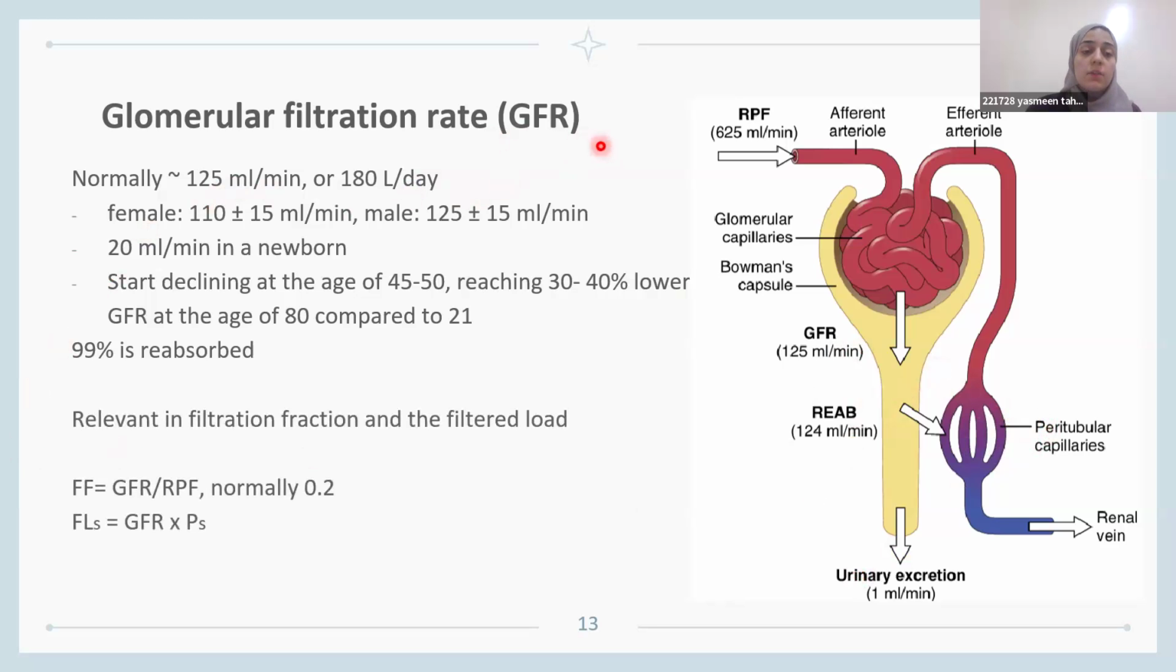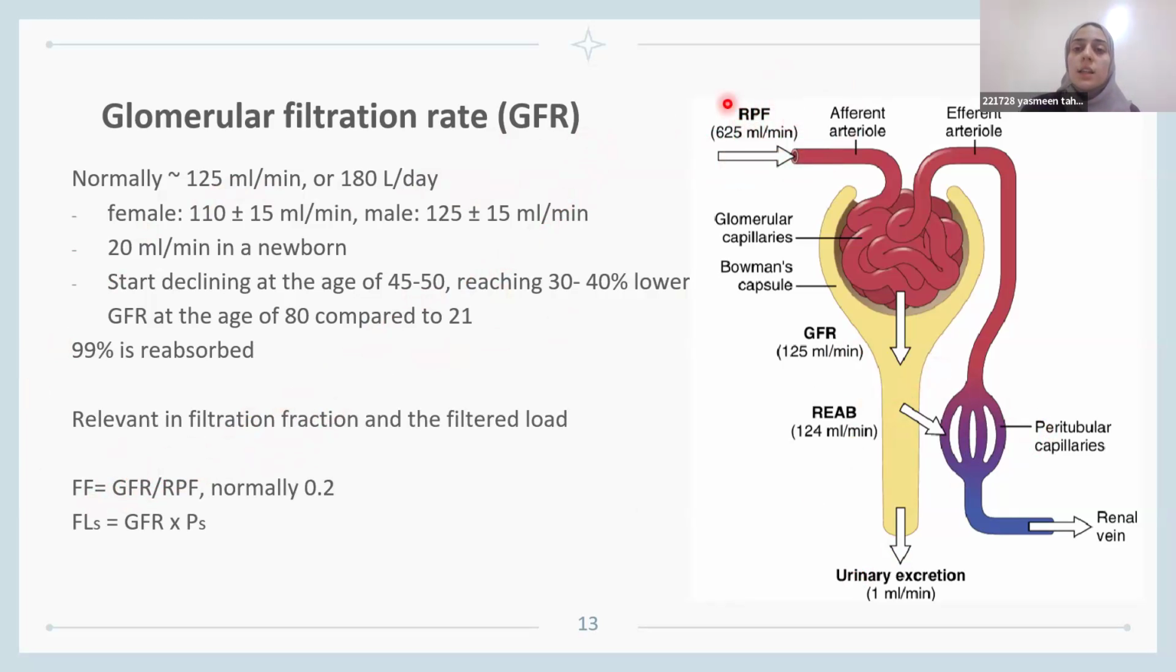This GFR is relevant to know in the calculation of two important parameters. One is filtration fraction and the other is filtered rate. So filtration fraction is basically glomerular filtration rate over the renal plasma flow. It's basically telling you how much of the blood going into the kidney is being filtered.